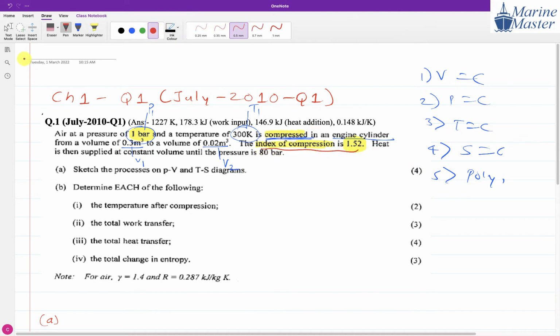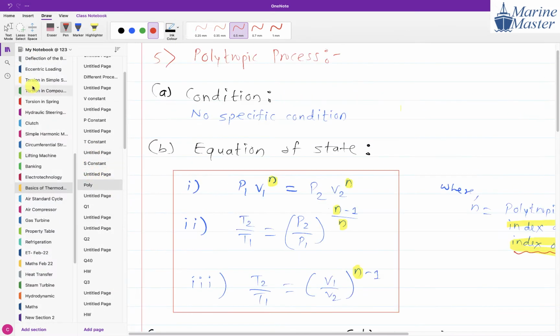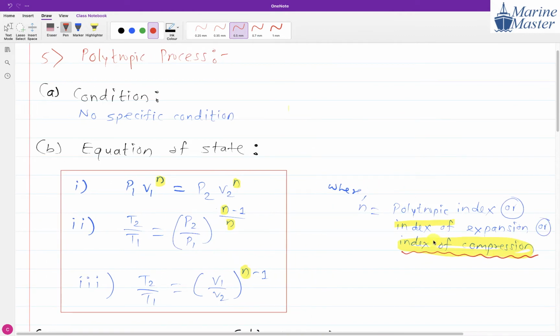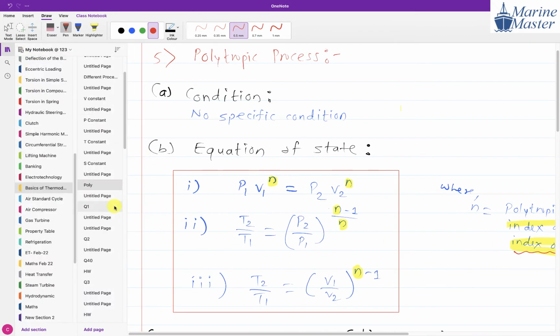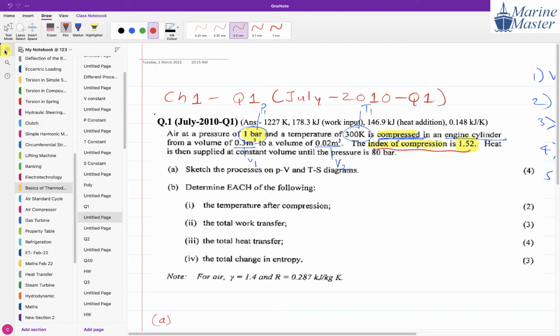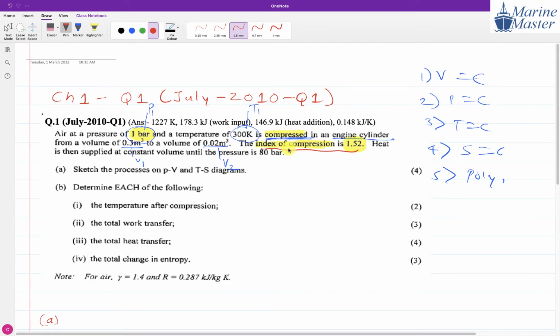If you remember, just now we have seen this relation: the index of compression is applicable to the polytropic process. So here we are doing a compression. Which compression are we doing? Polytropic compression. So here, which process is applicable?